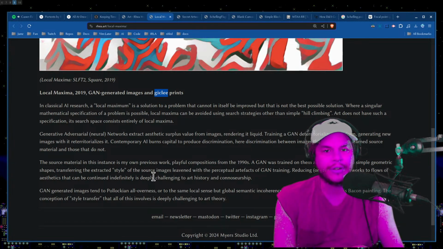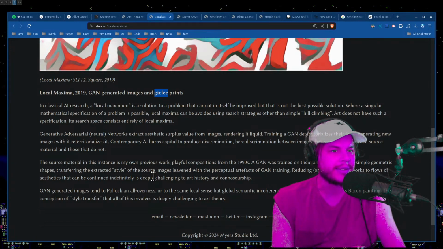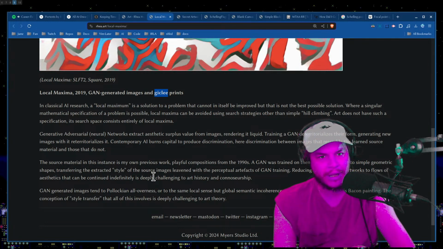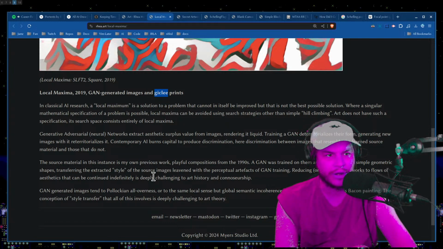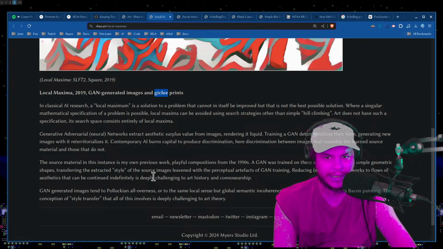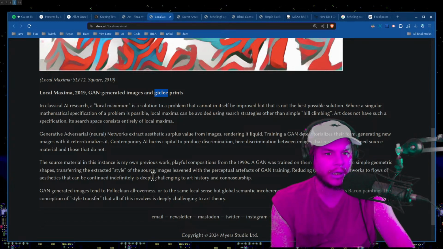Okay, in classical AI research, a local maximum is a solution to a problem that cannot itself be improved, but it's not the best possible solution. Where a singular mathematical specification of a problem is possible, local maxima can be avoided using search strategies other than simple hill climbing. Art does not have such a specification. If the search space consists entirely of local maxima, the GAN network extracts aesthetic surplus values from images, rendering it liquid.